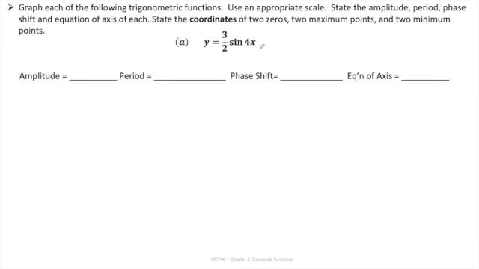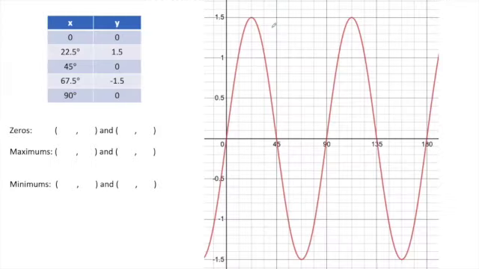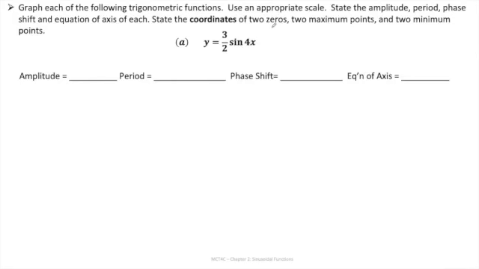So with looking at an equation, we can do our amplitude, our period, our phase shift, and our equation of our axes. We're going to want to wait to state those coordinates, which I'll show you in the next slide. There's our graph once we get there. But we're going to wait to state our zeros, our maximums, and our minimums once we see our graph.